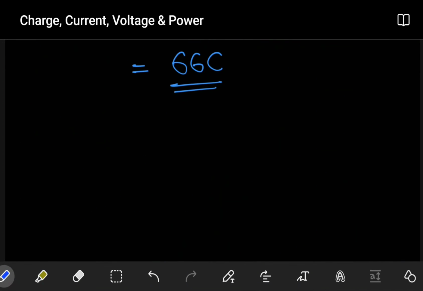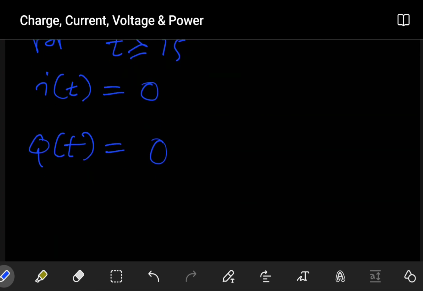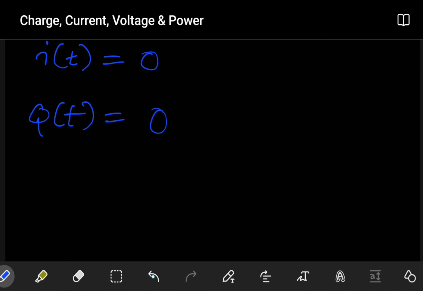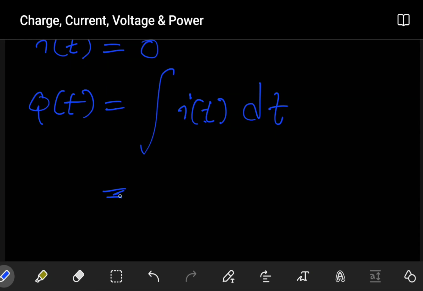So for time greater than or equal to 15 seconds, they're saying the current is now equal to 0. Well, watch this. We had q as a function of time, earlier on not equal to 0. This was equal to the integral of I as a function of time, dt. But we know this is just a 0. So if this is a 0, what does this imply? What will be our charge?